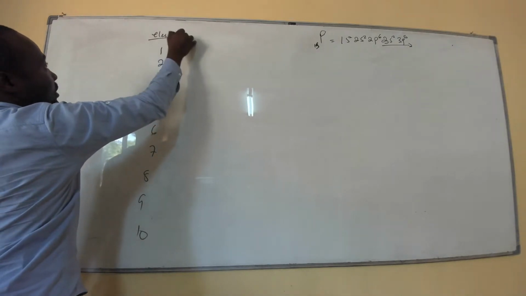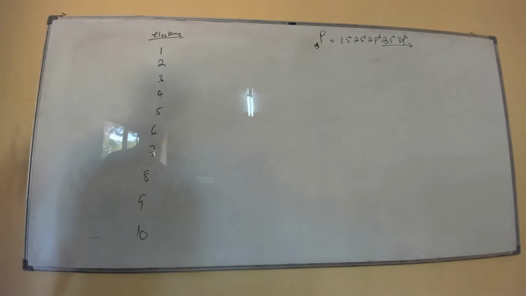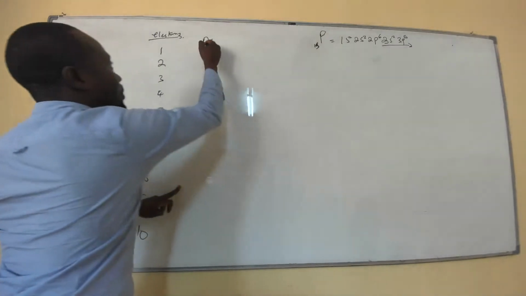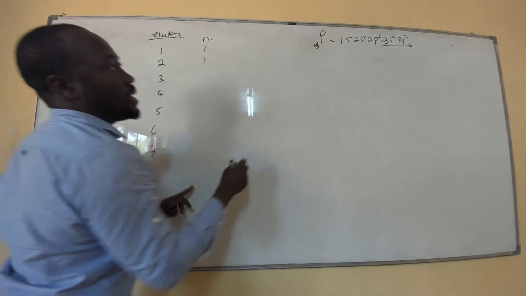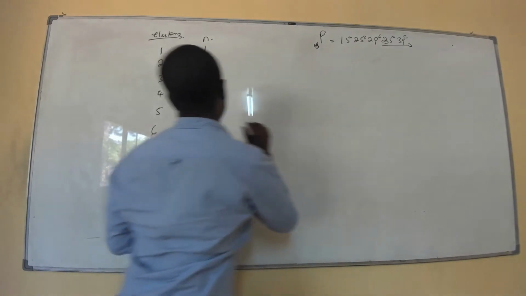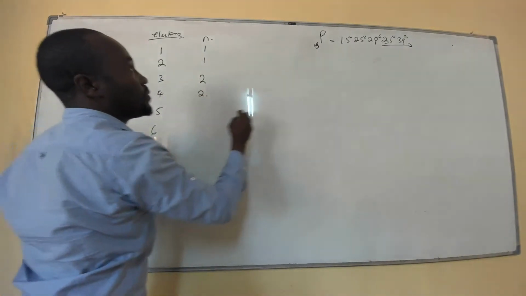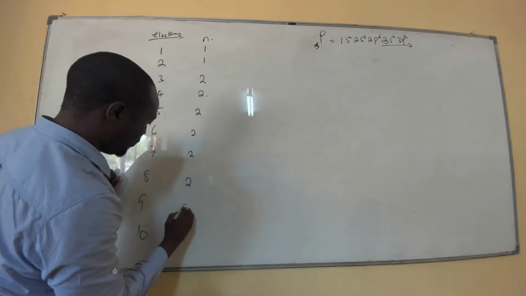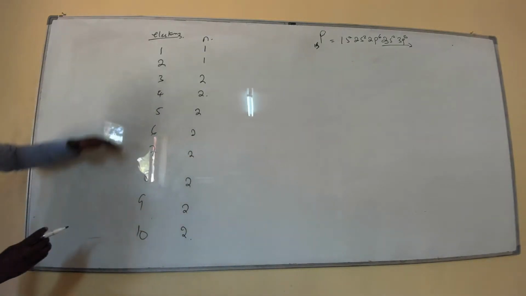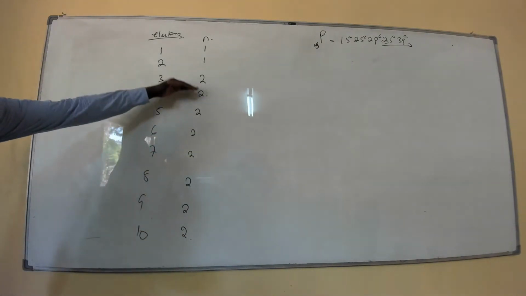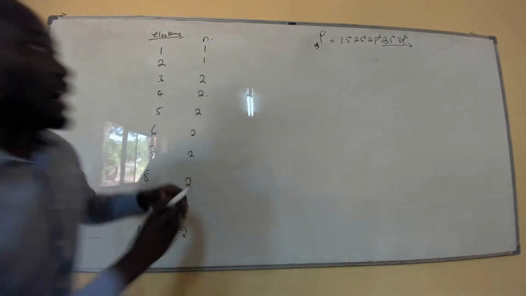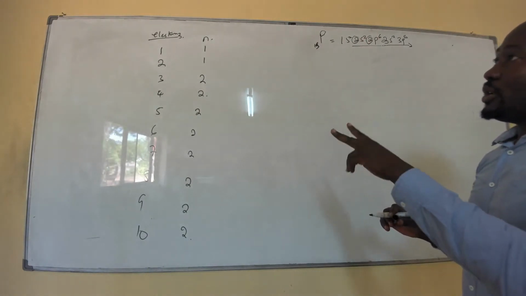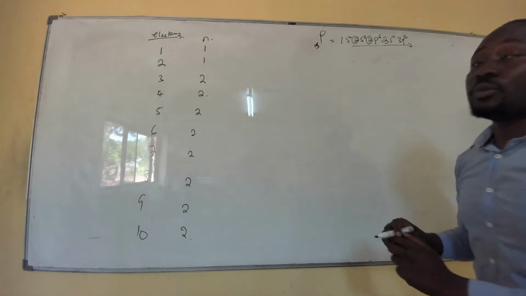So we want to establish the quantum numbers. So for N, we know that these two are in N equals 1. So here it's 1, 1. Then these two, its N equals 2. So 2, 2. This is also 2. So you have 2, 2, 2, 2, 2, 2, meaning 8 electrons, 1, 2, 3, 4, 5, 6, 7, 8 are in N equals 2. Then 2 electrons are in N equals 1.